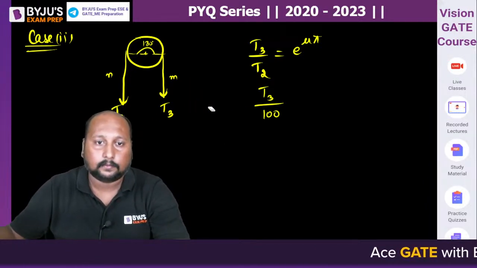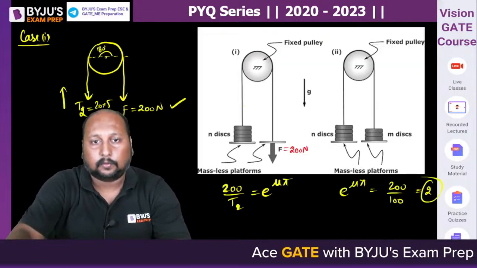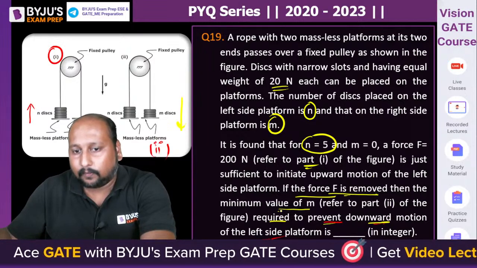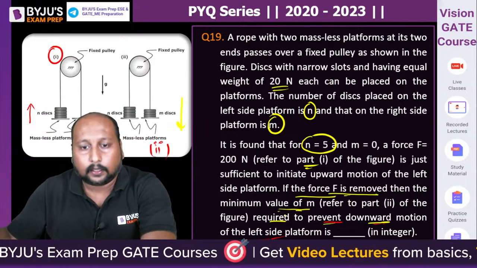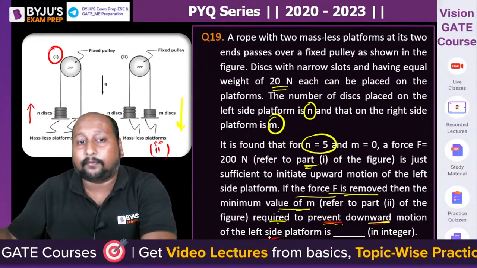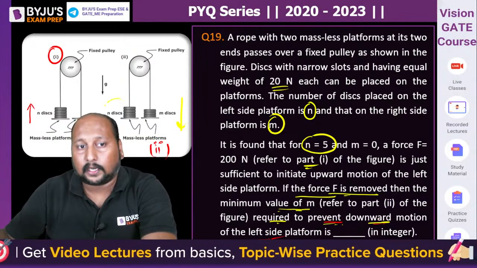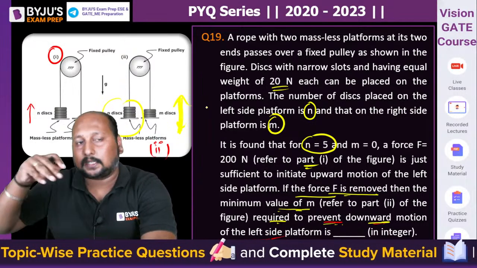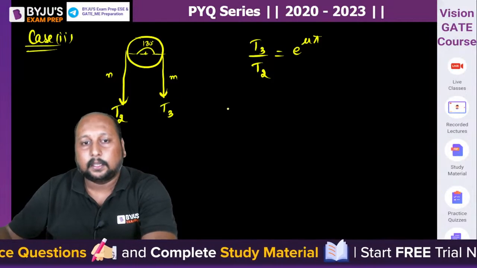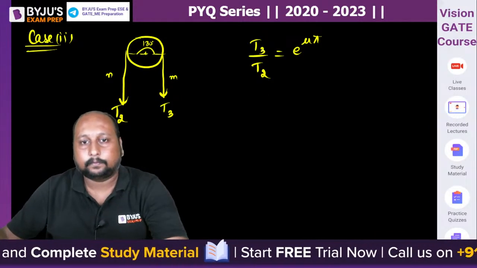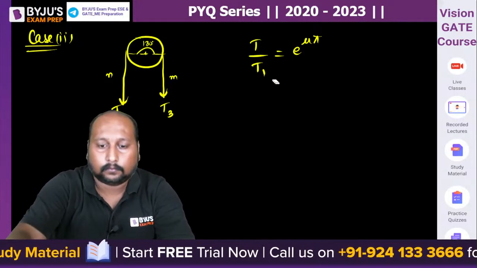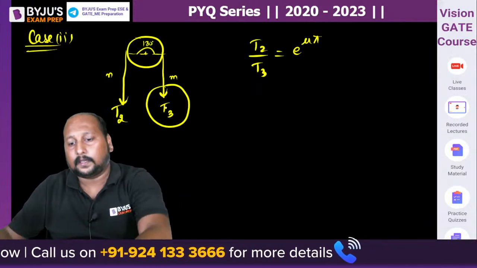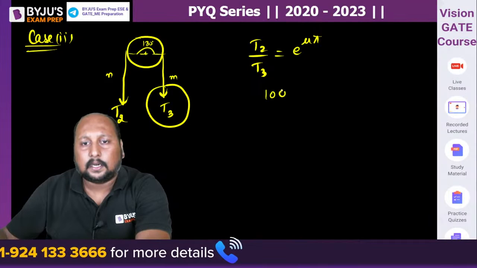अच्छा, एक second. If you try to visualize, if the force F is removed, then the minimum value of F of the figure required to prevent the downward motion on the left hand side, ठीक है, तो कितना होगा? So that means this is moving on the upward direction. Just अगर बात करें, that is about to move the upward side. So can we say this is T2 by T3. This is just about to move on the upward side. So here we can say T2 is 100 divided by T3.